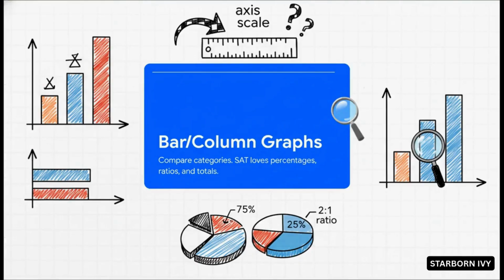Next up, bar graphs. These are for comparing different groups, like sales numbers for different stores or maybe poll results for different candidates. The SAT loves to ask about percentages or ratios here. And here's a huge tip, tattoo this on your brain. Always, and I mean always, check the scale on the axes. That is a classic trap.